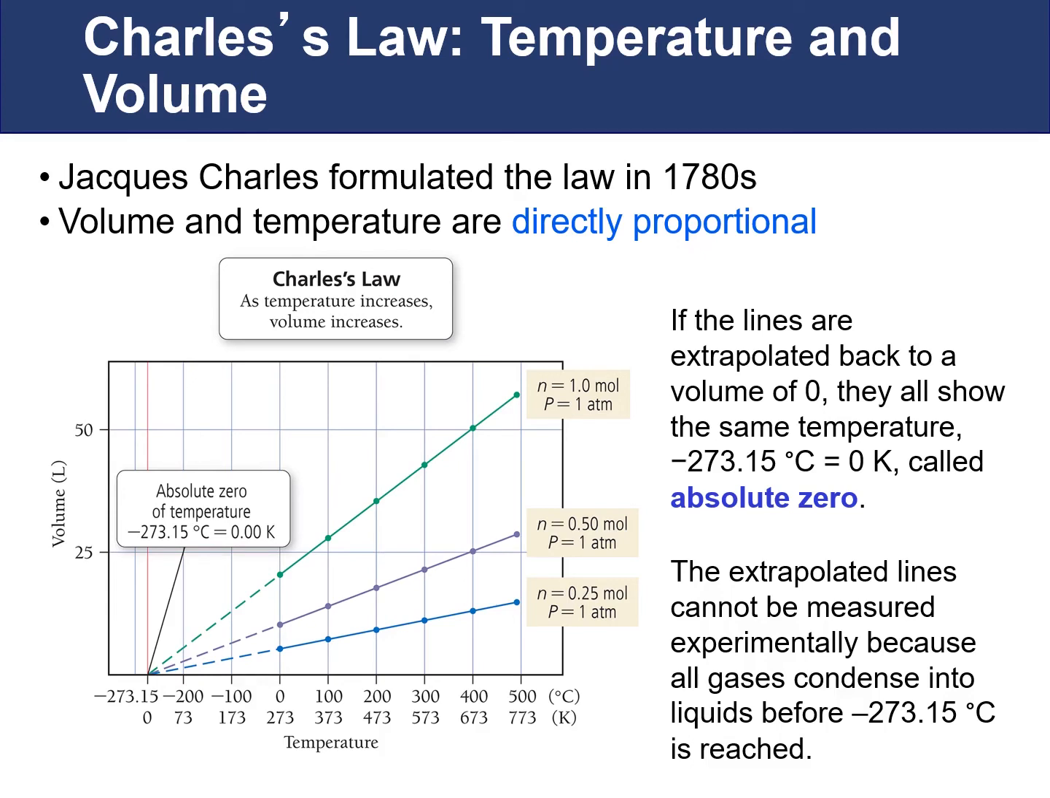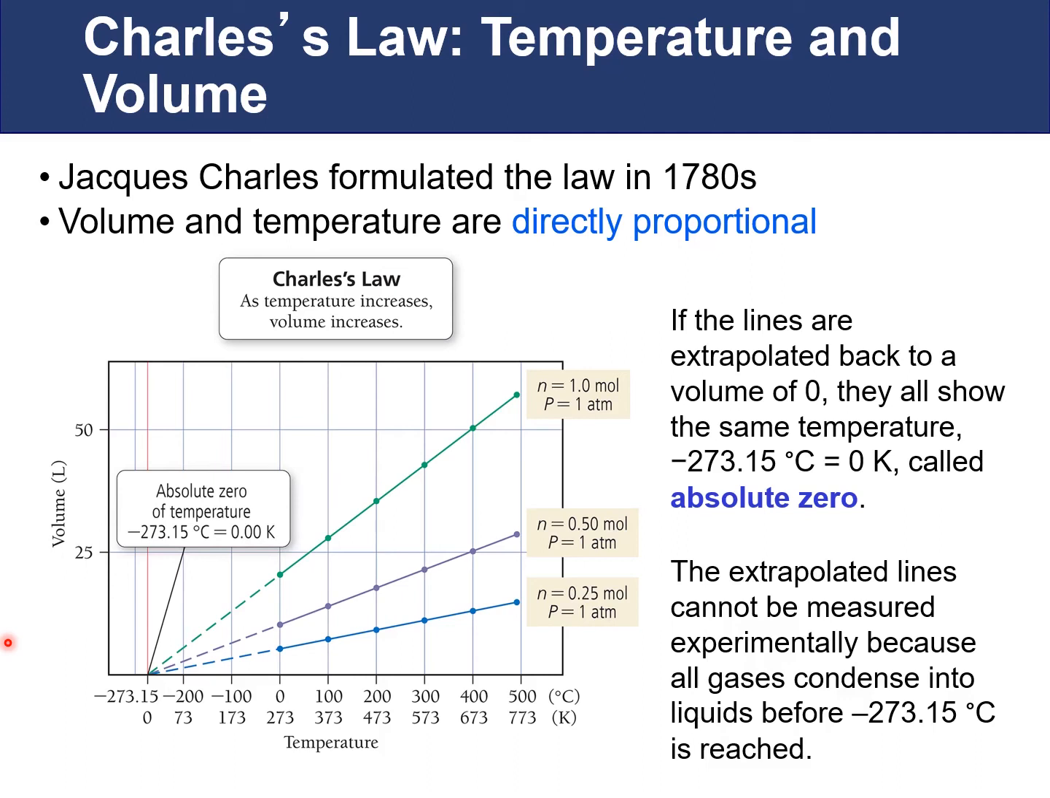Now, the next one that we're going to look at is Charles' law. So in Charles' law, we are looking at the relationship between temperature and volume. So Jacques Charles, however you properly pronounce it, formulated what we now know as Charles' law in the 1780s by looking at the relationship between volume and temperature. So essentially taking a closed container with a movable wall, sort of like a piston, heating up the gas inside and recording the changes in volume.